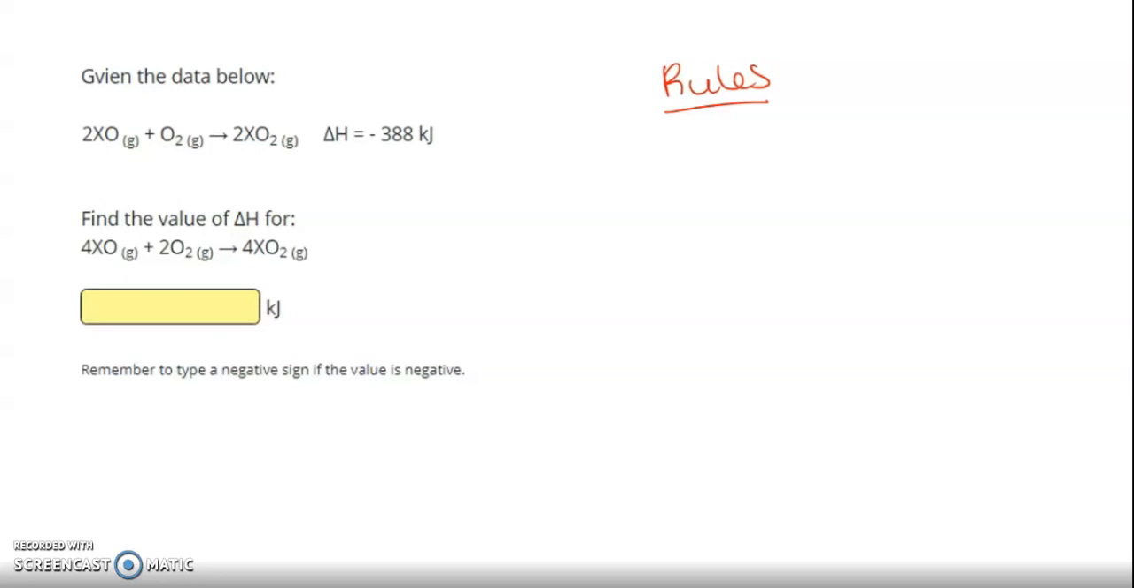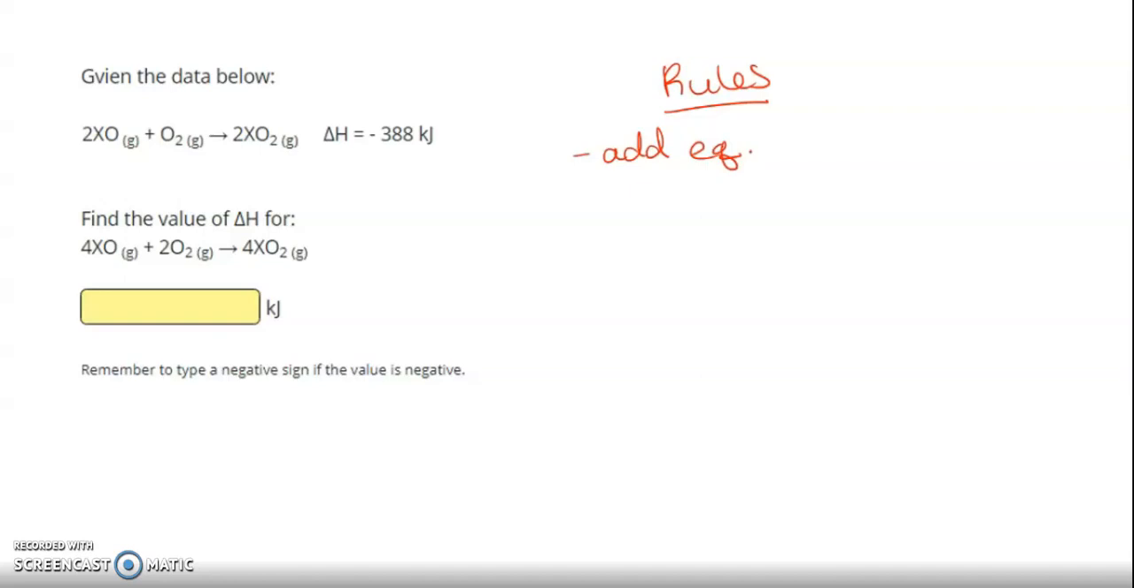First is that if you have more than one equation, then you can add those equations. Now this is a preparation problem, so there's only one equation. But if we had more than one equation, then we would add them together, and we would add delta H, and we would cancel compounds that are on the left and right side of the arrow in different equations.